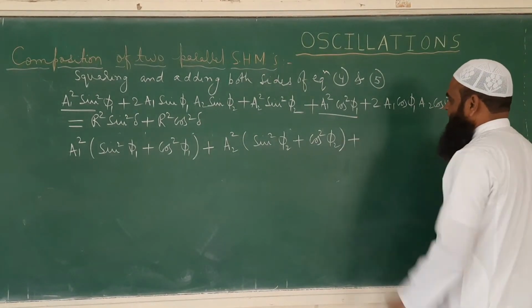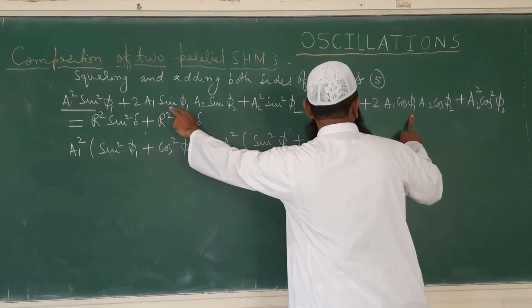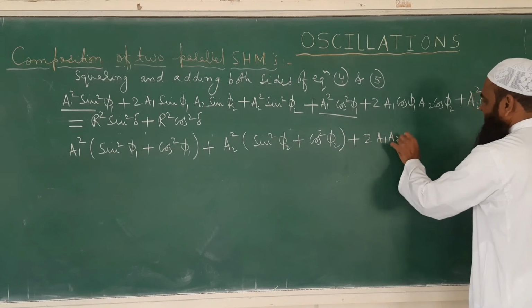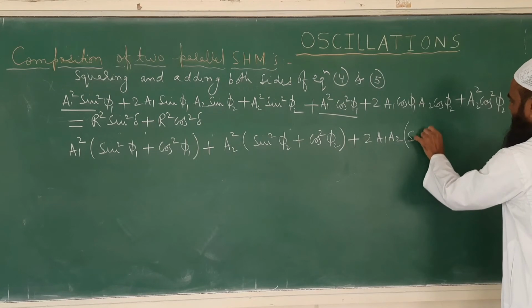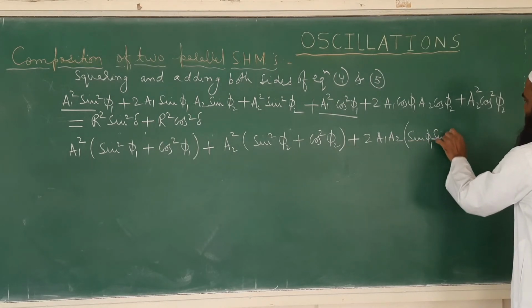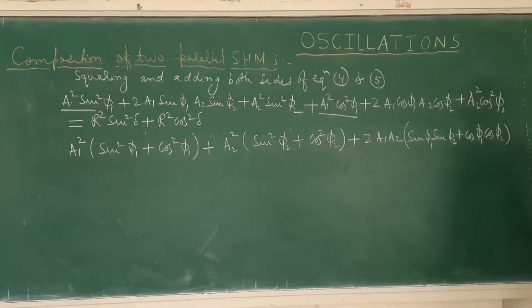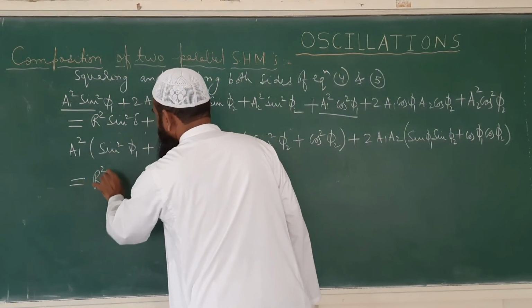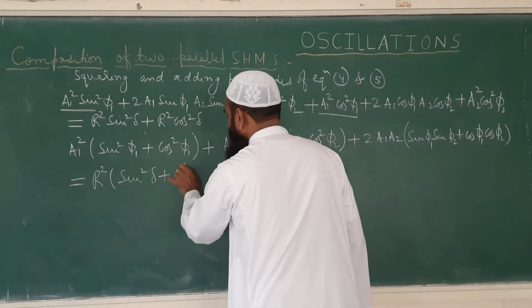Similarly, now these two terms are remaining. Here also we have 2a1 a2 common. So we can take 2a1 a2 common. What will remain in the bracket? Sin phi 1 sin phi 2 plus cos phi 1 cos phi 2. This is equal to, here we can take r square common. So r square in the bracket, sin square delta plus cos square delta.